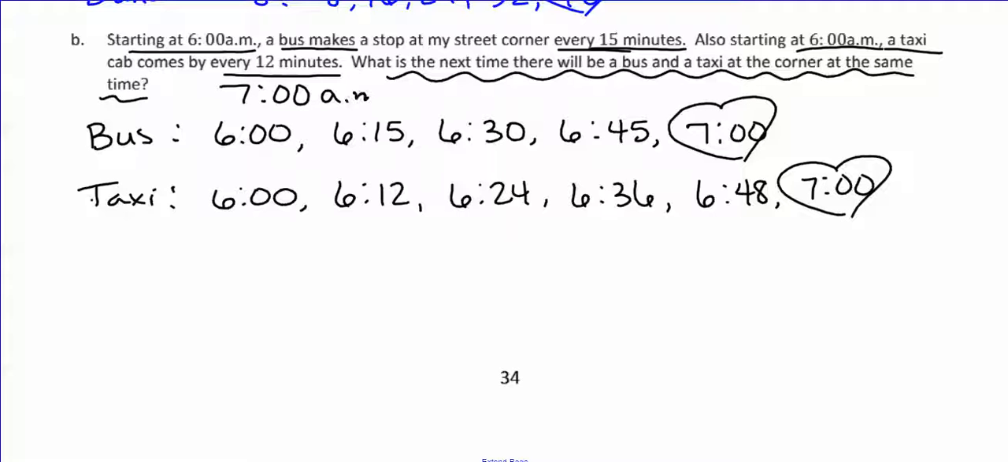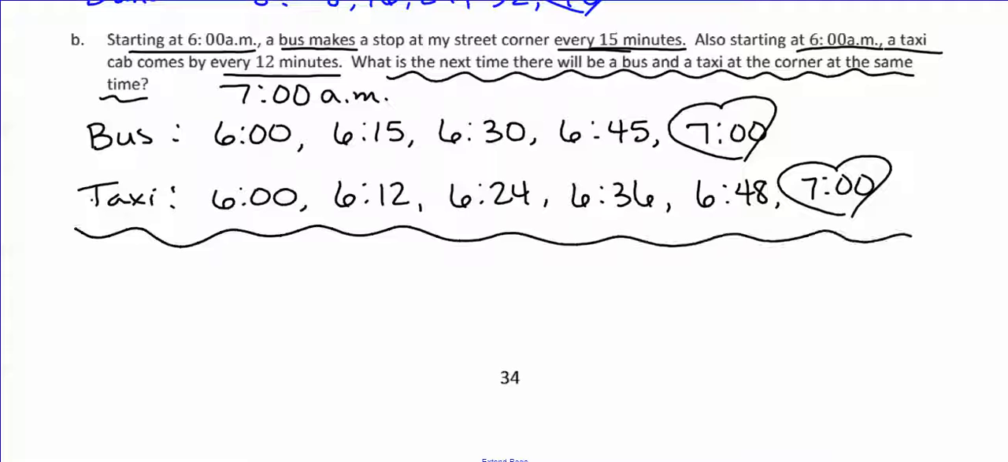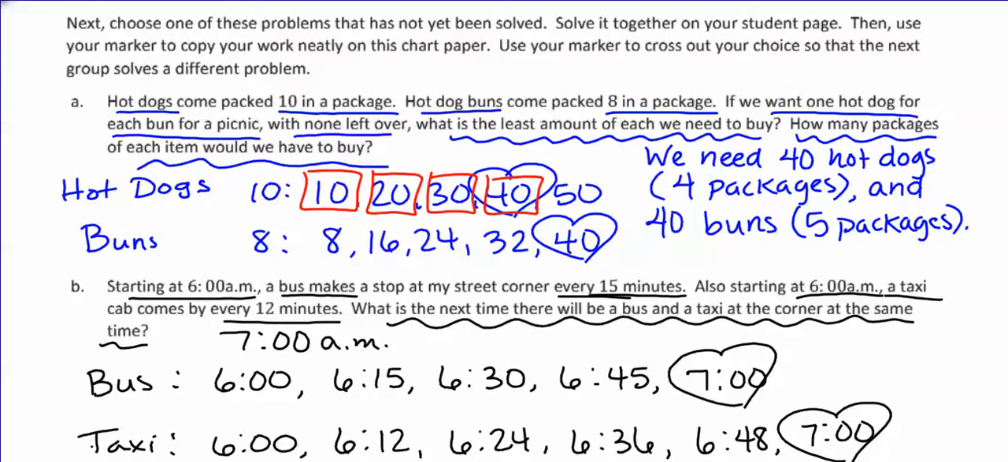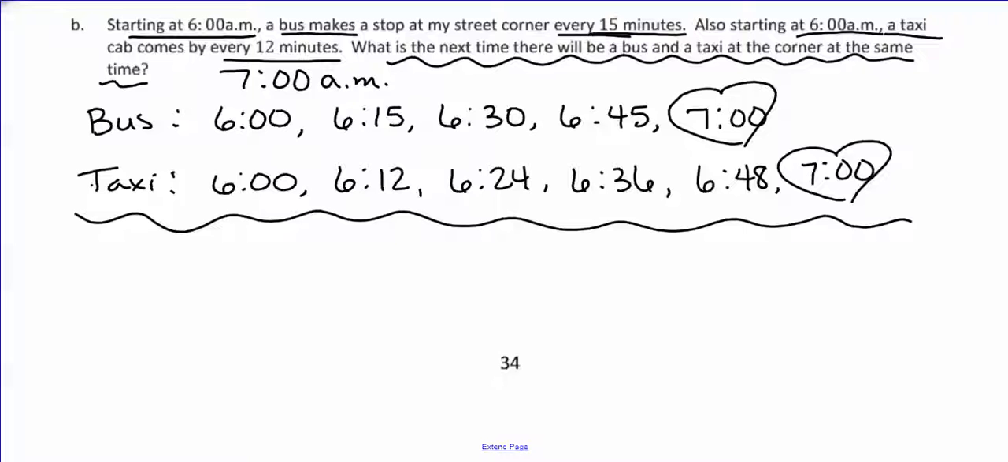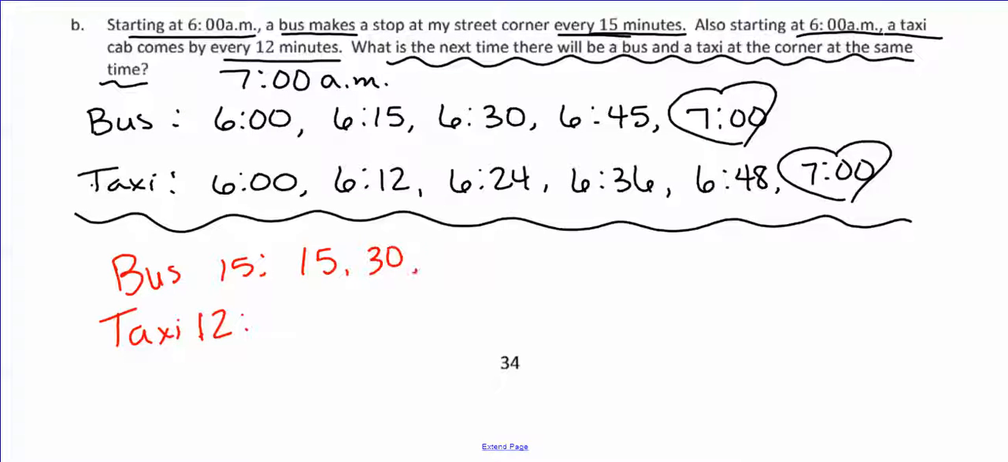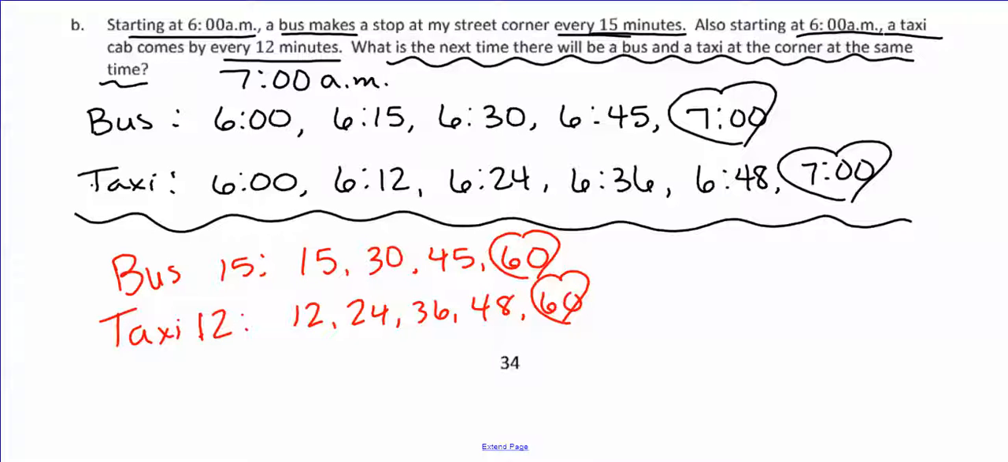What was that? Very good, Xavier. Every hour they're going to bump into each other. So I saw some people on their papers, Olivia for example, she had this. She had bus 15 and the taxi 12. Right, so she did 15, 30, 45, 60, 12, 24, 36, 48, 60, and she said 60 is a match. Now the question though is what time, so you need to relate this.